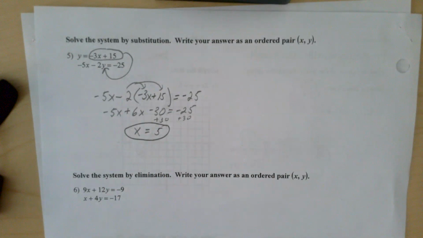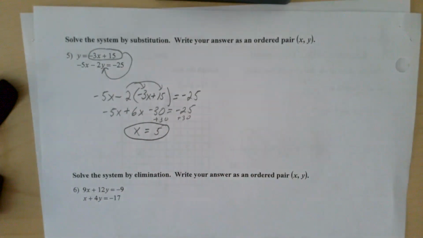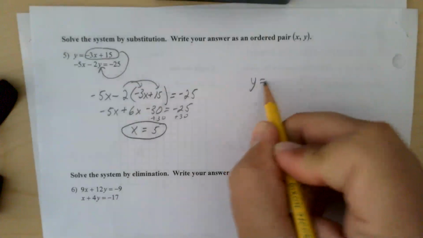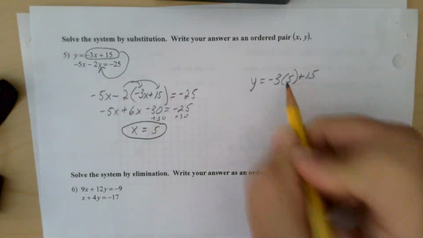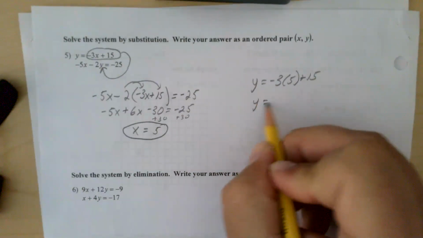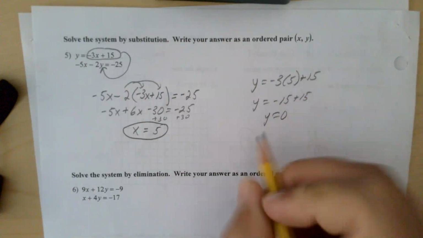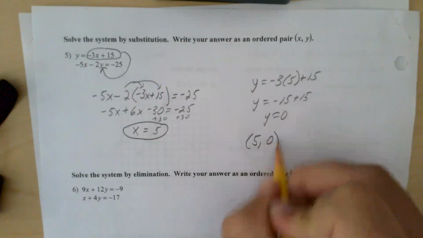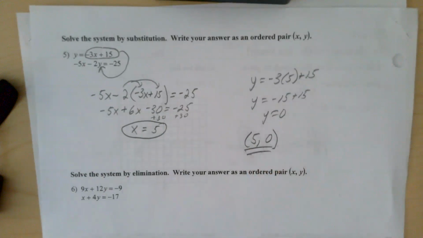Okay, now again, we need an ordered pair. I need the x. Don't stop here. Found x. X is correct. But I also need to know the y value, which should be easy. Now that I know that x is a 5, I can do this calculation pretty quickly. It's going to be -15 plus 15, which is a 0. So 5, 0 is our solution.